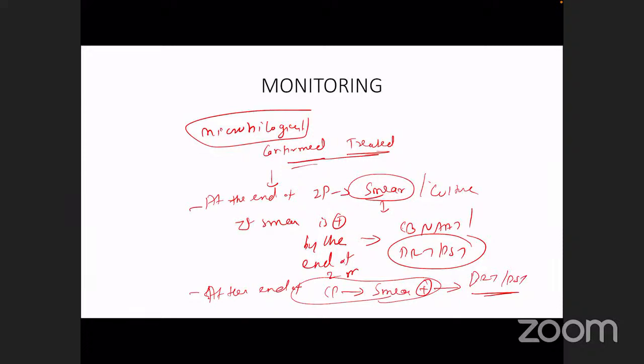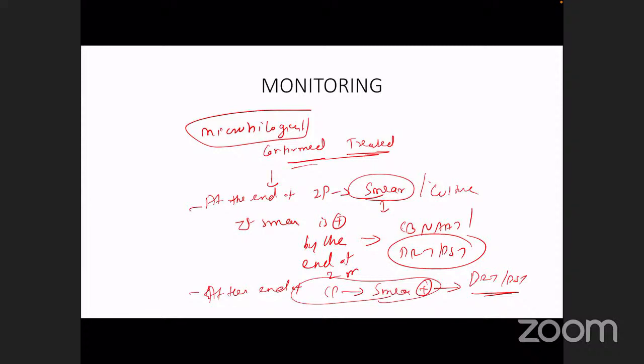Okay. So in general, what is recommended is to get a smear at the end of 2 months of treatment, or at the end of intensive phase. Irrespective of it being positive or negative, you shift to continuation phase, but you have to get a drug resistance testing done at that point of time. And if it is resistant to some drugs, you have to modify the treatment based on the resistance, whether it is isoniazid resistant or something different.